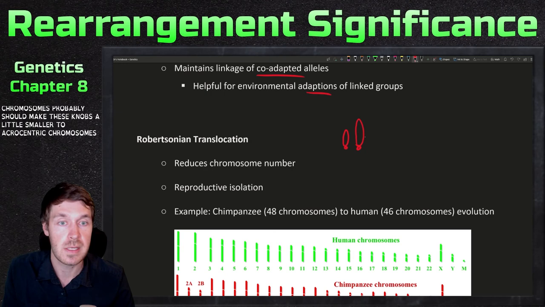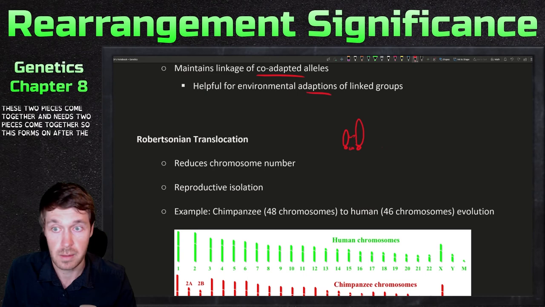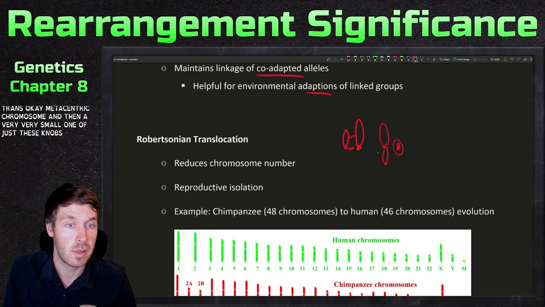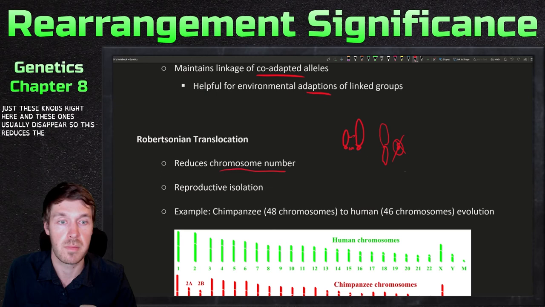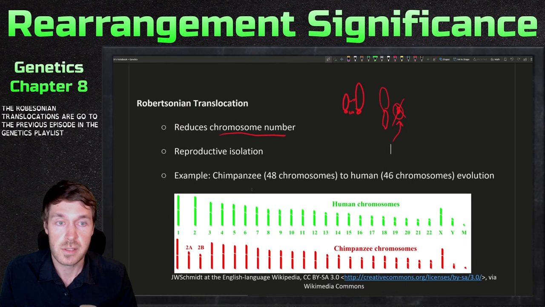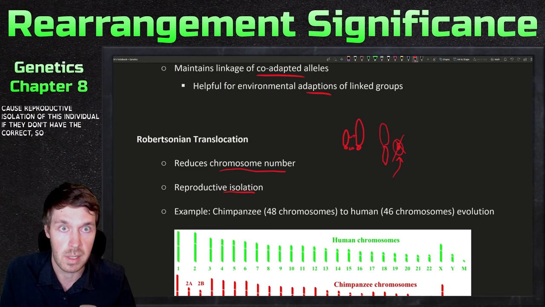So after the translocation, it forms a very large metacentric chromosome and then a very, very small one of just these knobs right here. And these ones usually disappear. So this reduces the chromosome number because of the loss of this chromosome here. Again, if you forget what Robertsonian translocations are, go to the previous episode in the genetics playlist. Because of this, this could cause reproductive isolation of this individual if they don't have the correct chromosome number anymore, no longer creating gametes that are viable with its same species.